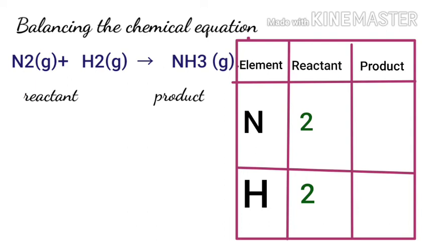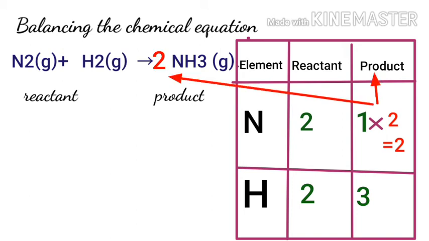Next come to the product side. The number of atoms on the product side in the case of nitrogen is only 1, and in the case of hydrogen is 3. So both sides are unbalanced. Now just look: the number of atoms present on the reactant side of nitrogen is 2, whereas the number of atoms present on the product side of nitrogen is 1. So both are unbalanced. So we have to balance it by multiplying with 2, that is 1 into 2 equals 2. Now write down that 2 on the product side of nitrogen.